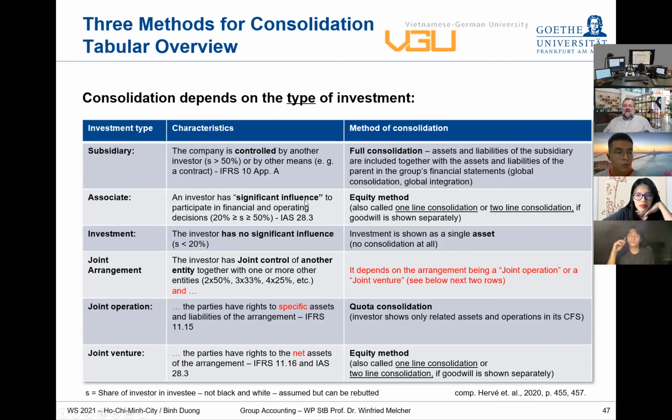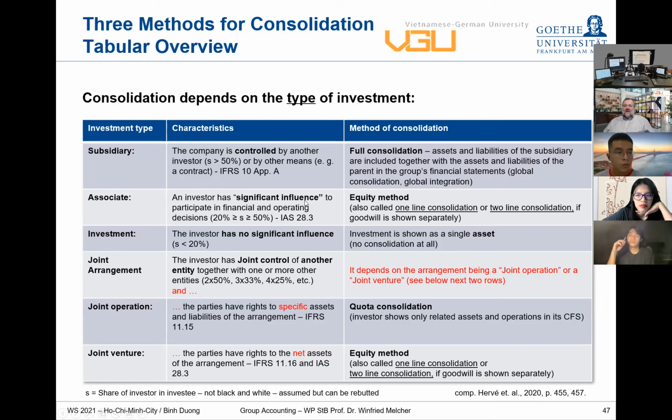So subsidiaries, full consolidation. Associates have to be valued with the equity method, and then they will be shown in one line including goodwill, or in two lines if goodwill is shown separately. So both methods are there in practice. So entities J and M will be consolidated following the equity method.